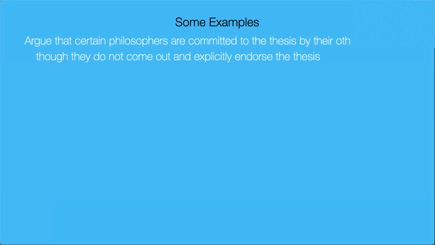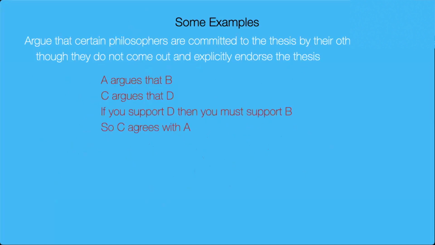This is an interesting take that personally I quite like to use. It's a little bit of an entrapment, I think, but it's quite fun if you can pull it off. So you can argue that certain philosophers are committed to the thesis by their own views, though they do not come out and explicitly endorse this thesis, which takes the form of A argues that B, and someone else, C, argues that D. But then you can say, if you support D, then you must support B. And so C actually agrees with A.